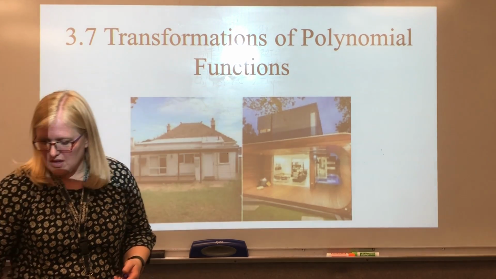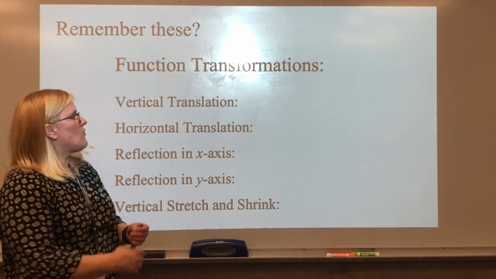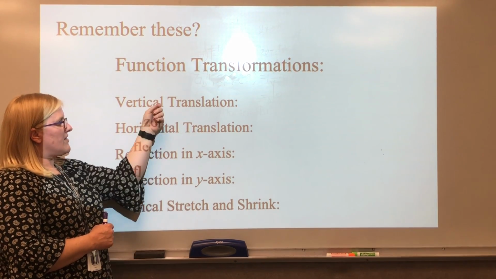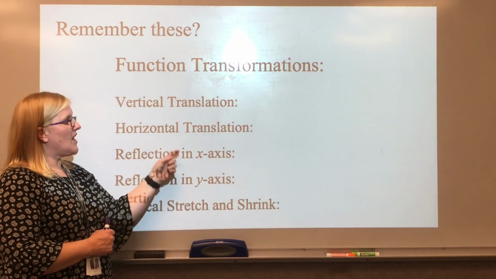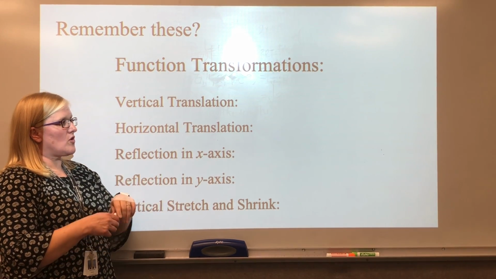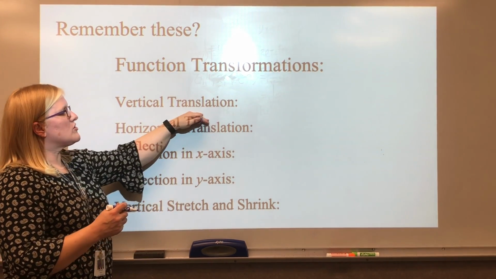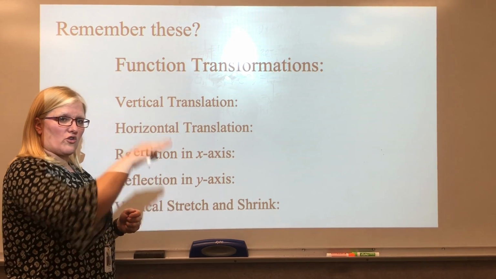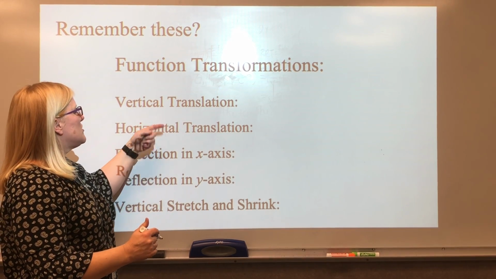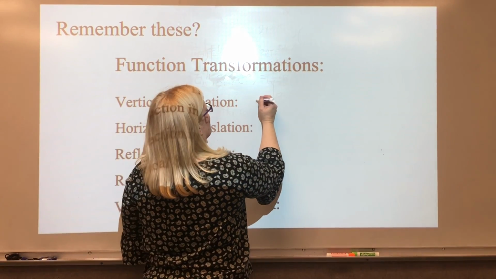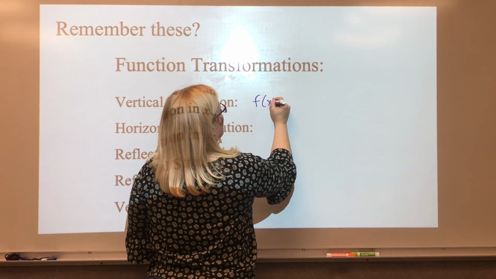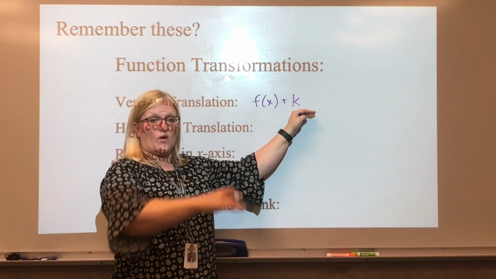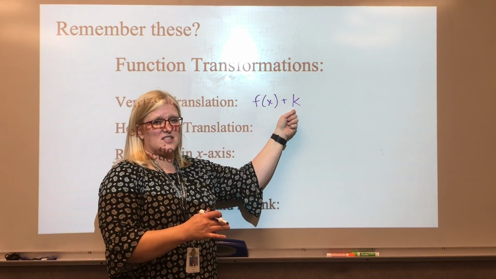Okay, so remember these, the function transformations. We've got these 5, and I'm going to write down those transformations for you. So a vertical translation, remember translations either go in a horizontal direction or a vertical direction. Your vertical translation is f of x plus k. So it's your function, and you're either adding or subtracting, going up or going down. That's probably the easiest one.